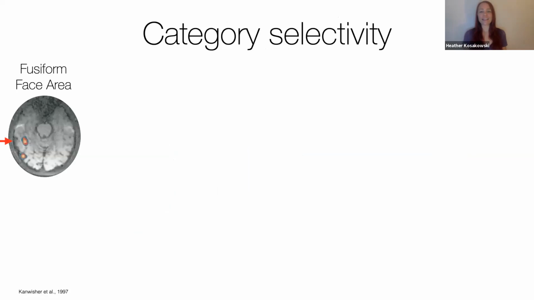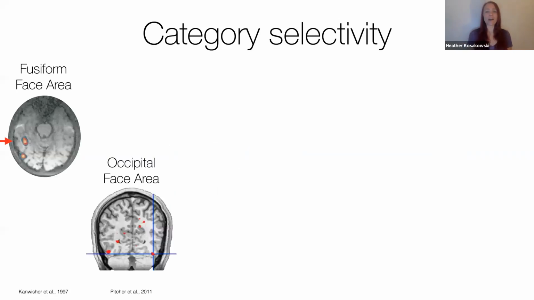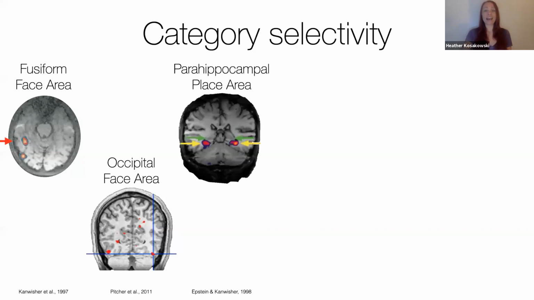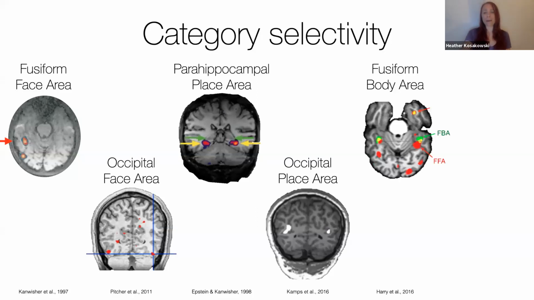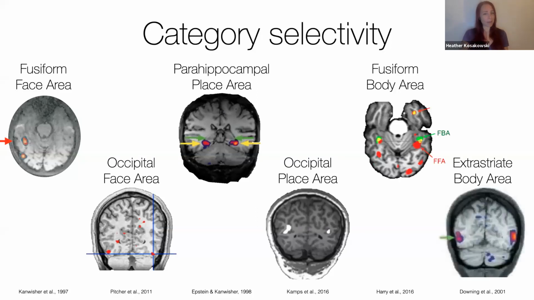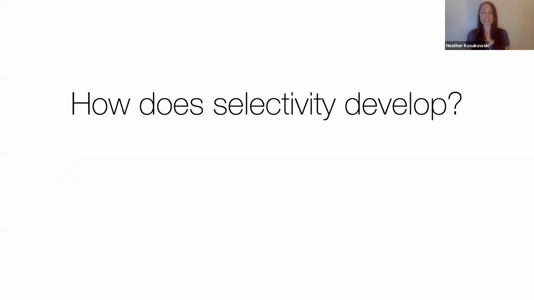The FFA is not the only category selective region. The occipital face area is also selective for faces, while the parahippocampal place area and the occipital place area are selective for scenes, and the fusiform body area and the extrastriate body area are selective for bodies. A fundamental question is, how does selectivity develop?